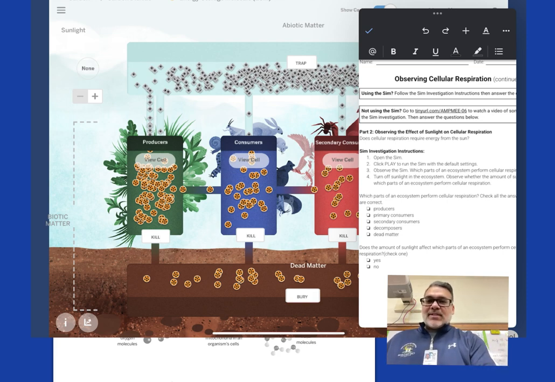So the first part of the investigation, which is on page 2, you are going to observe the simulation, and then you're going to turn off sunlight in the ecosystem. Then which parts of the ecosystem does it affect cellular respiration? So when I turn the sunlight off, does it affect cellular respiration? And which parts? Does turning off sunlight affect the producers, the primary consumers, secondary consumers, decomposers, or dead matter? You're going to highlight one of those.